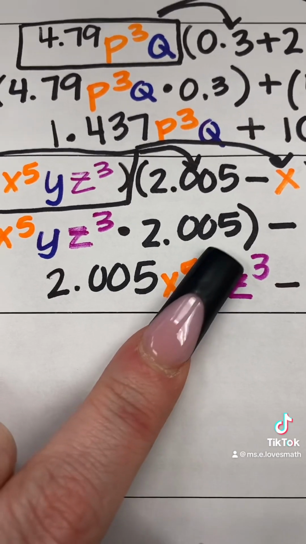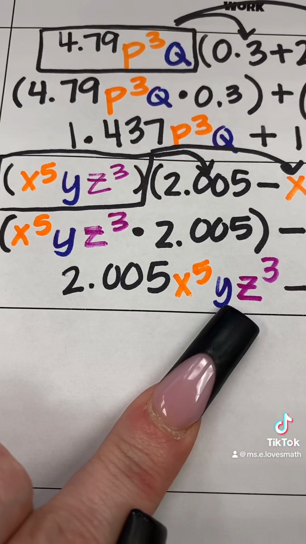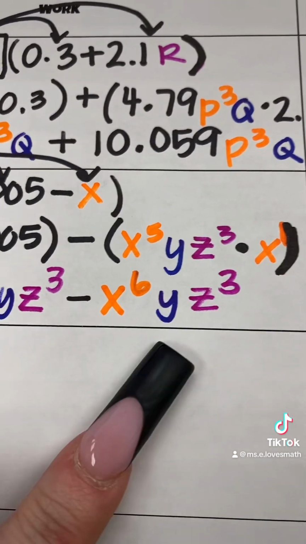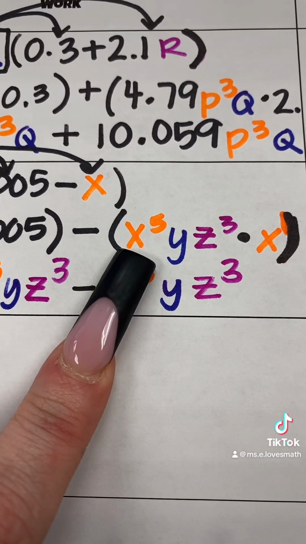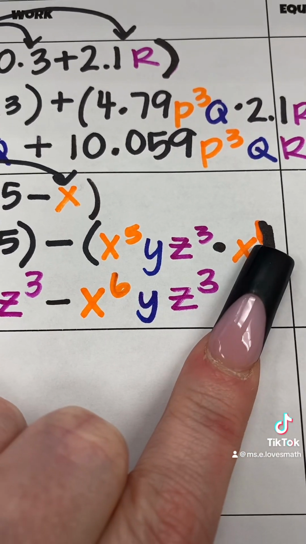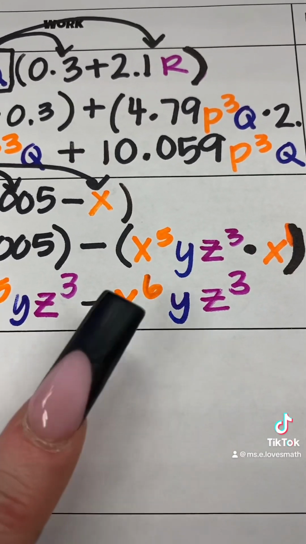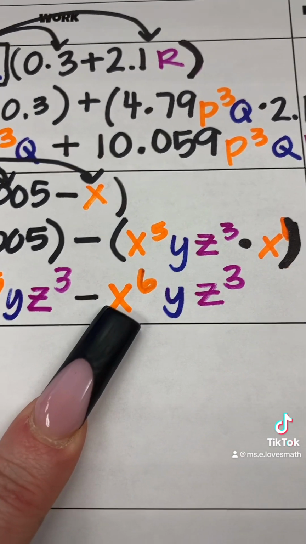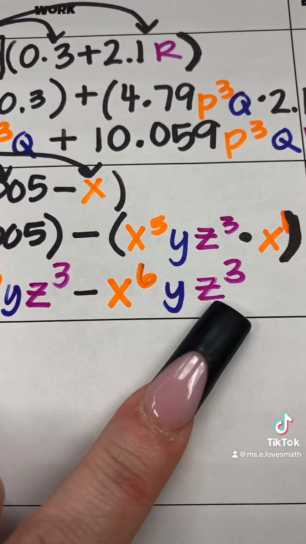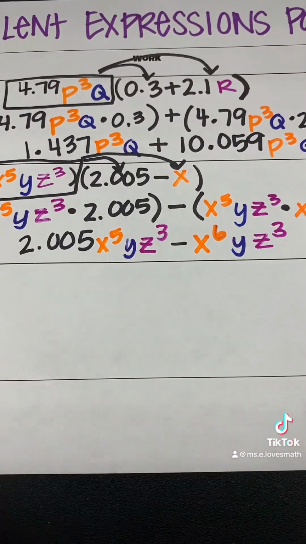There's no x, y, z terms on this number, so we just have x to the fifth, y, z to the third. Bring down your minus, and in our second one, we had an x term here and an x term in the second one. So we had x to the first and an x to the fifth. We have to add our exponents. That's where this x to the sixth came from. Then we had our same y term and our same z to the third. So here's our final answer for this example.